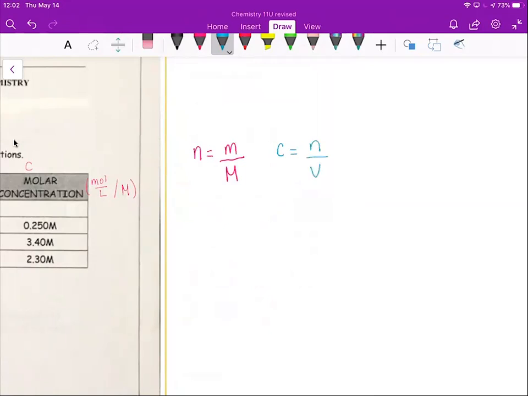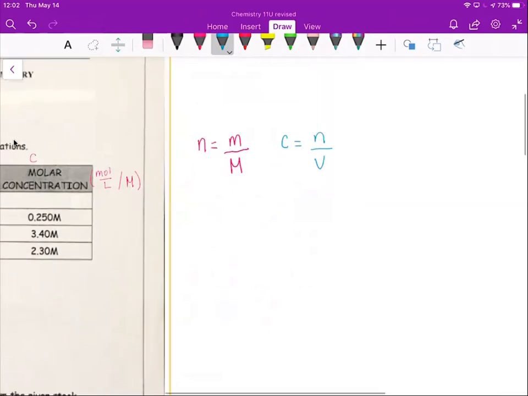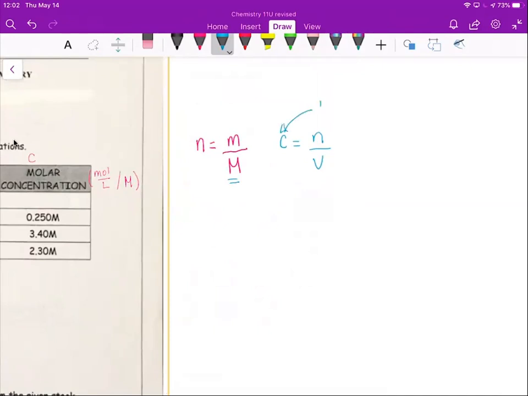Now, here's the weird thing: see this uppercase M? That is the variable for molar mass. Sometimes you'll see uppercase M for concentration. That's the same as moles per liter. Okay, so they're interchangeable. So these are the two formulas that we'll need for the first part of the handout. This is the concentration equation.